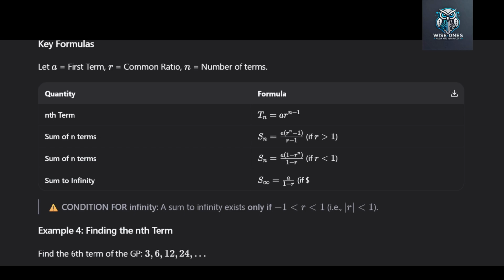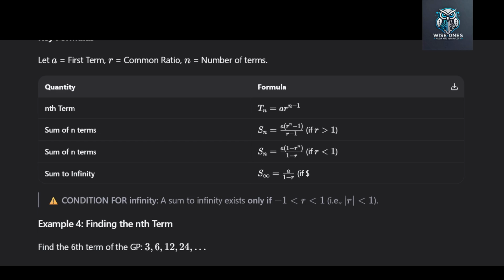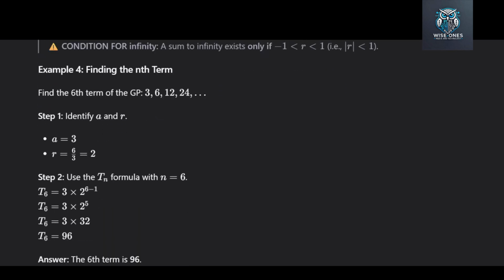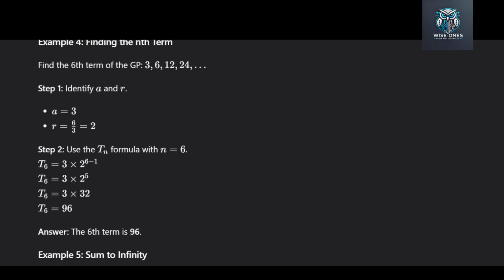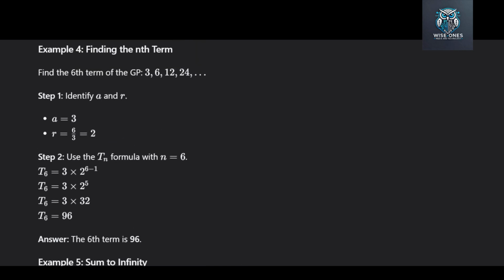Finding the nth term. The question is, find the sixth term of the GP 3, 6, 12, 24, and so on. Step 1. Identify a and r. The first number is 3, so a equals 3. The ratio is 6 divided by 3, which is 2. So r equals 2. Step 2. Use the t sub n formula with n equals 6. The formula is t sub n equals a multiplied by r to the power of open bracket n minus 1 close bracket. Substitute the values.